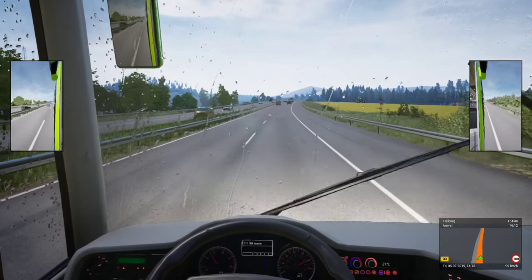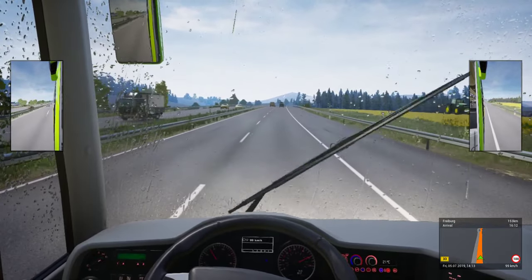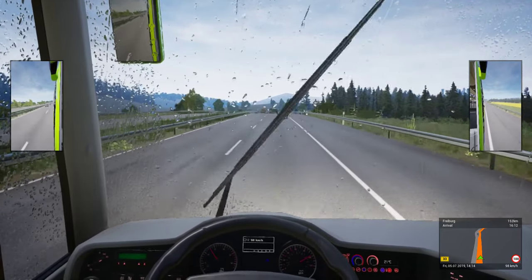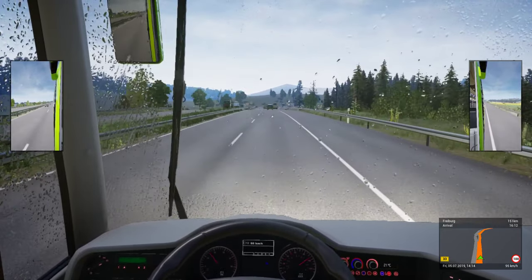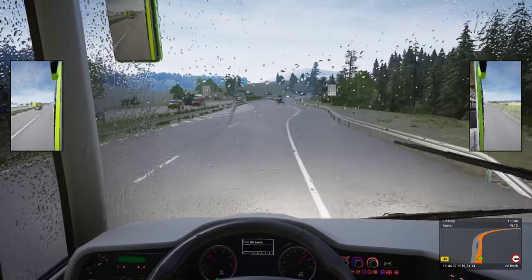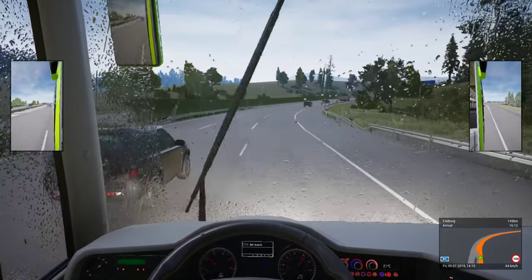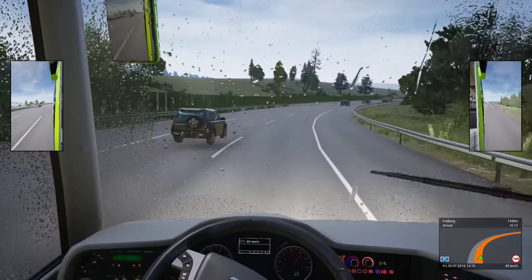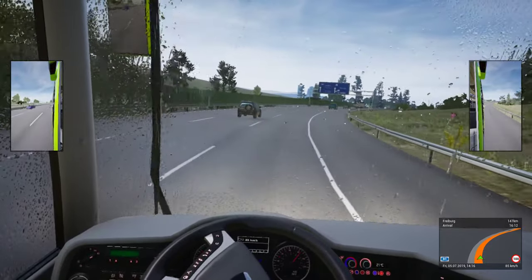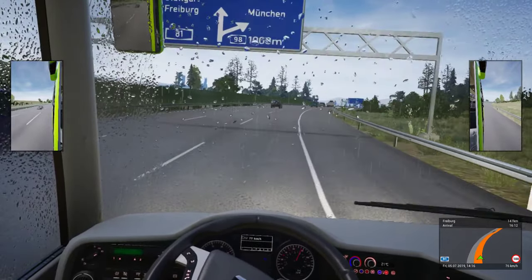I don't think there's any rest stops or fuel stations between here and Freiburg, therefore we can't get any police stops. That's the way I'm thinking. So this should be pretty straightforward. We'll try to avoid any issues with any AI.